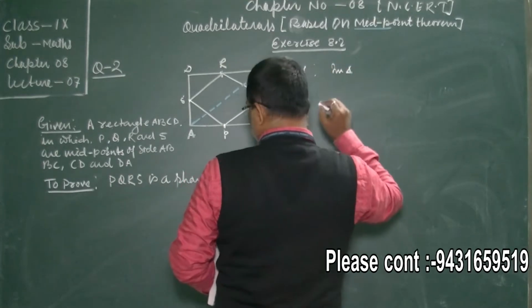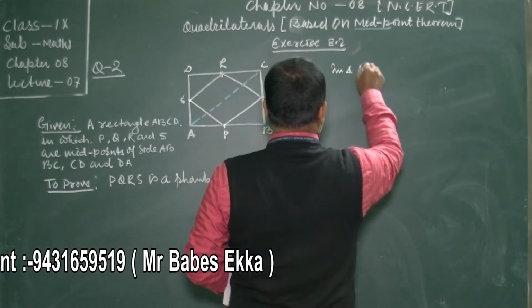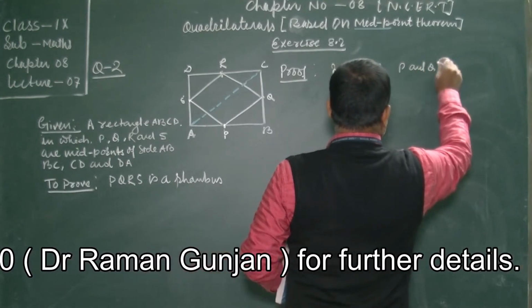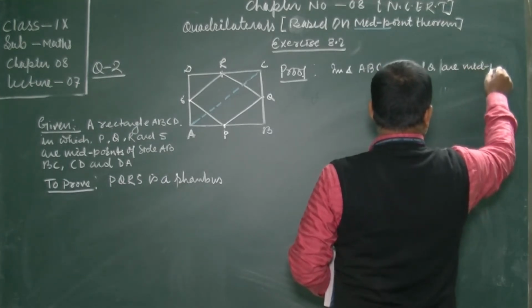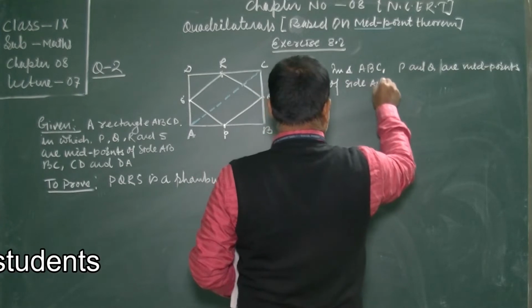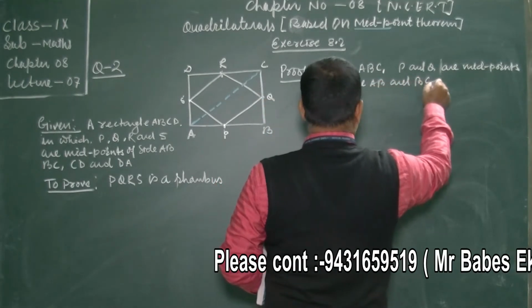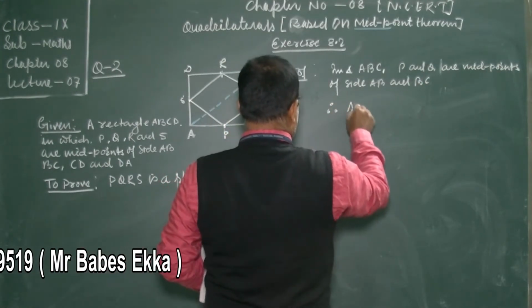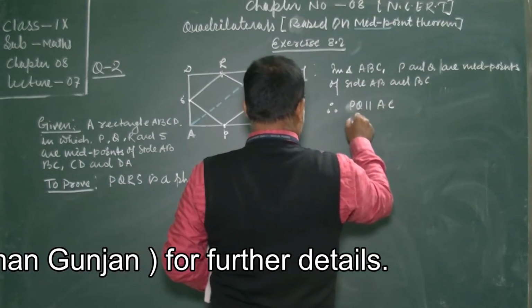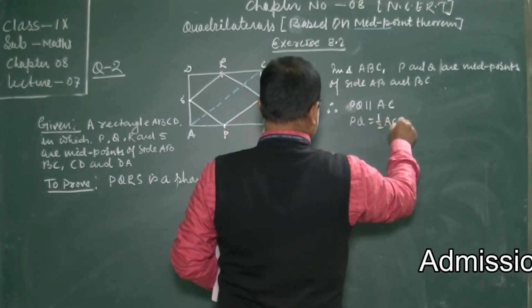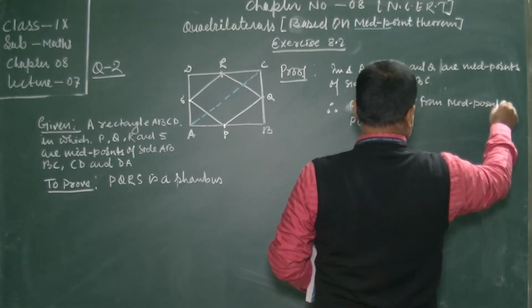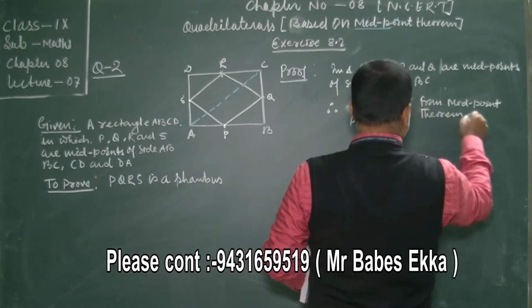In triangle ABC, P and Q are midpoints of sides AB and BC. Therefore PQ parallel AC and PQ equal to half AC, using the midpoint theorem.